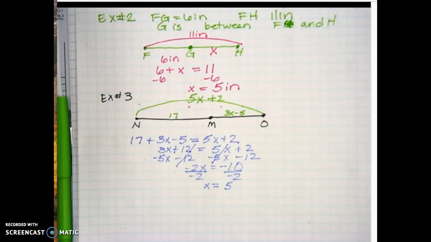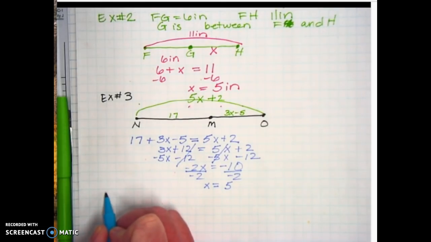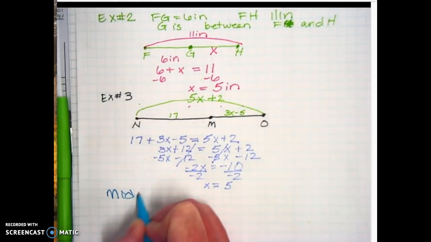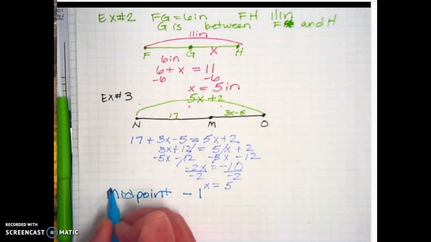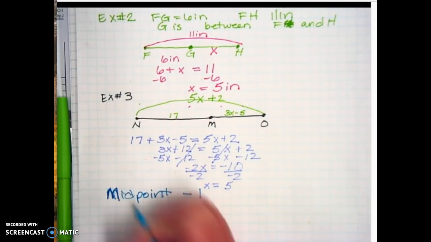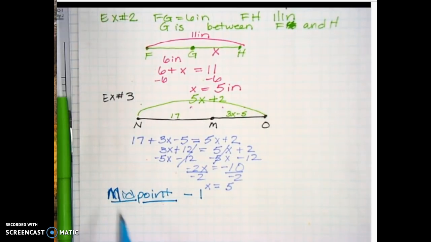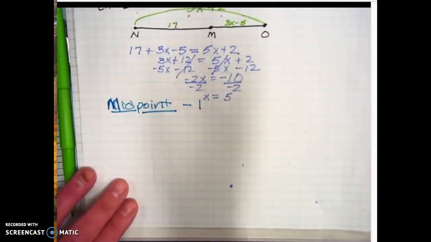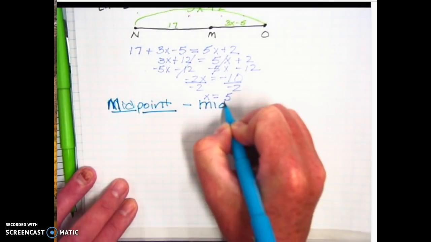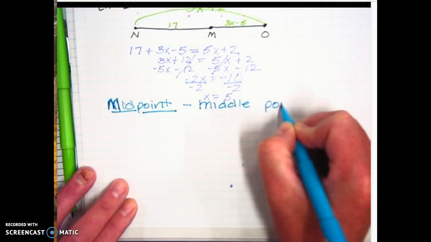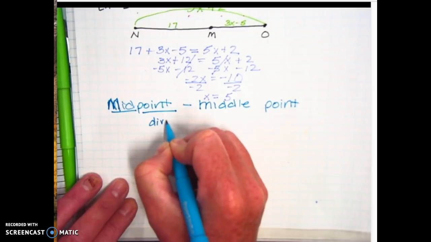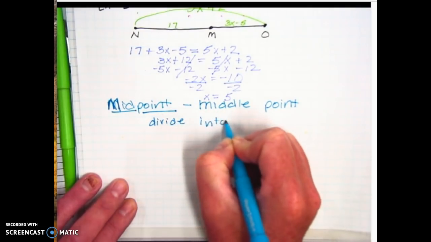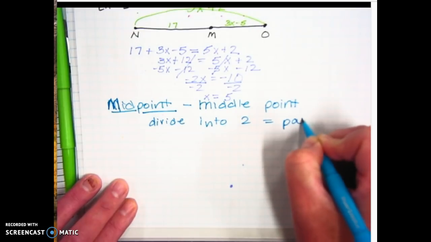All right. One more thing to talk about, and that would be the midpoint. Midpoint is made up of two words put together, mid and point. What do you think the mid stands for? Middle, right? So it's the middle point. And if it's exactly in the middle, then it's going to divide the segment into two equal parts.